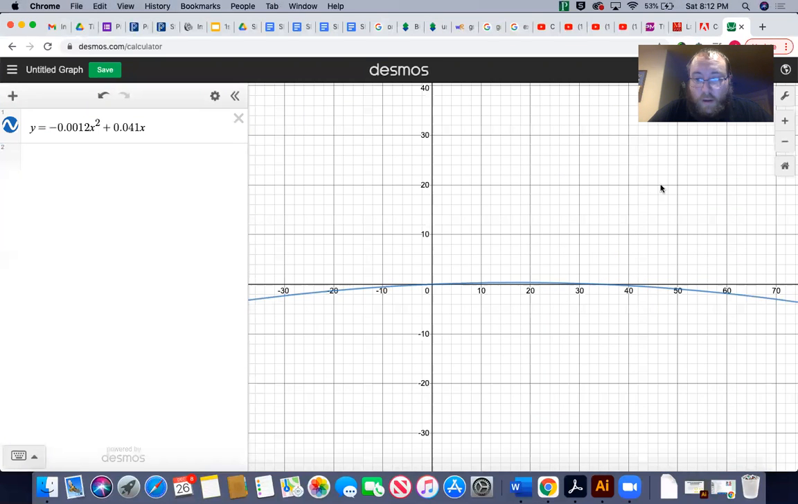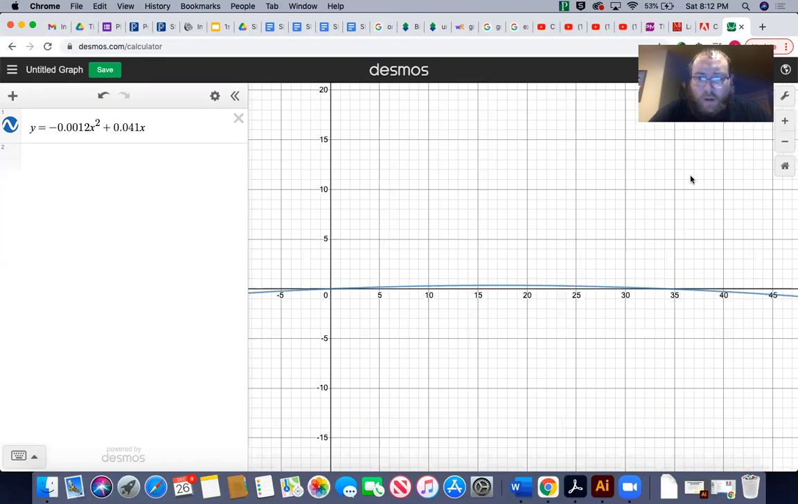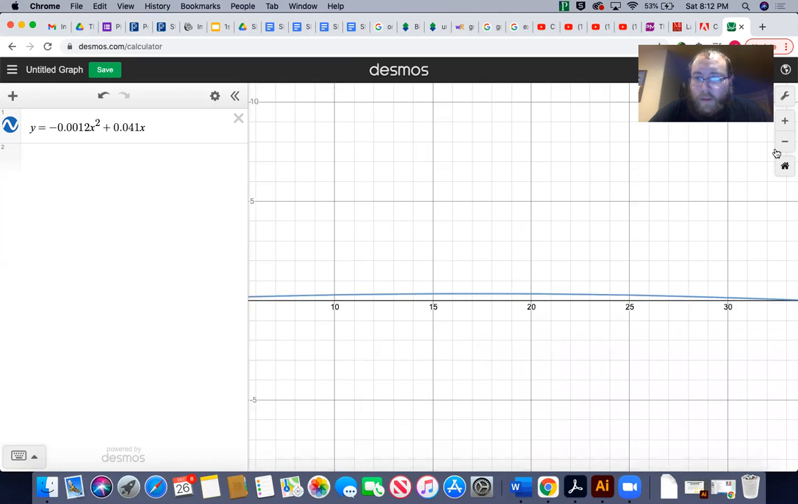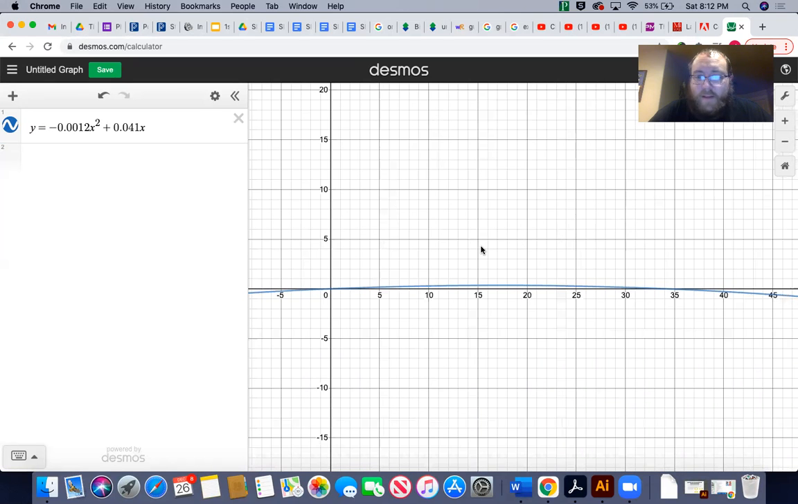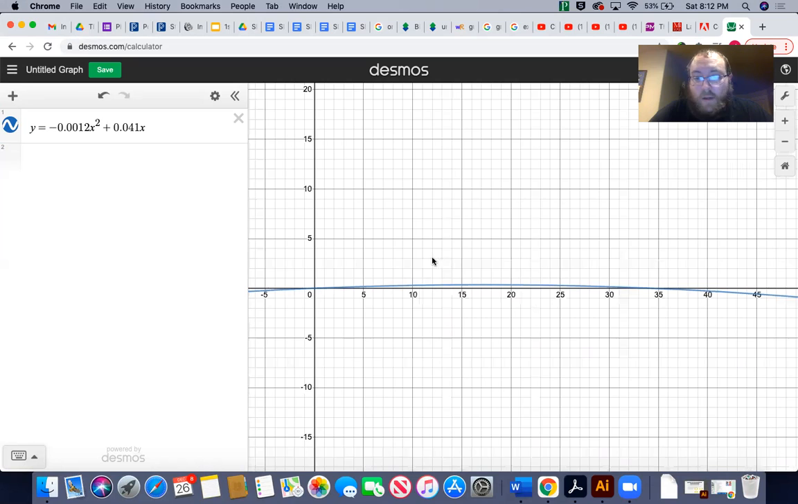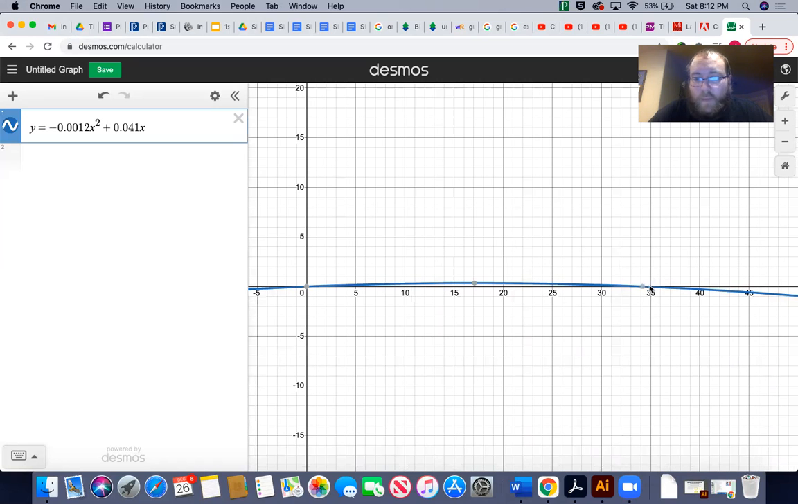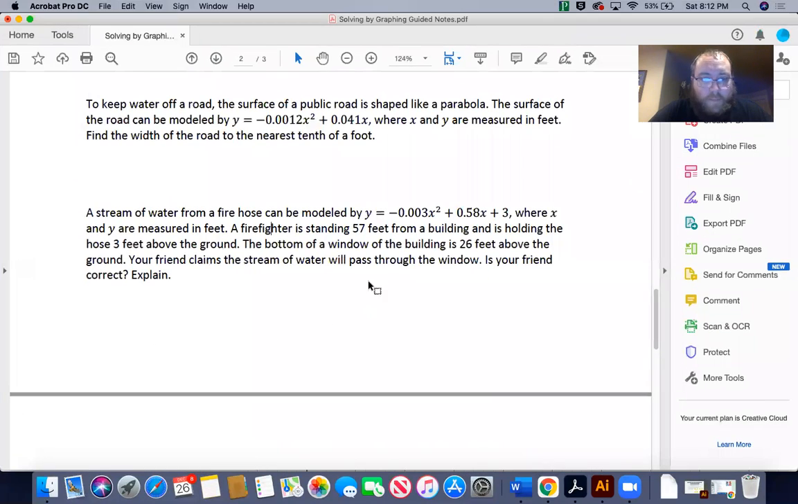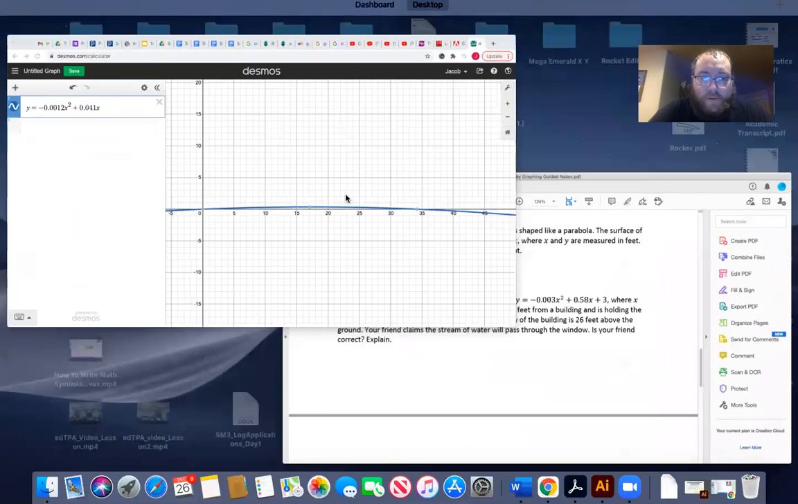Okay. Now this one's not tall at all, which makes sense, right? Because roads aren't super tall. If they were super tall, then we'd be falling off the edges, right? But it is tall enough to make the water run down. All right, so here's our road. Find the width of the road to the nearest foot.